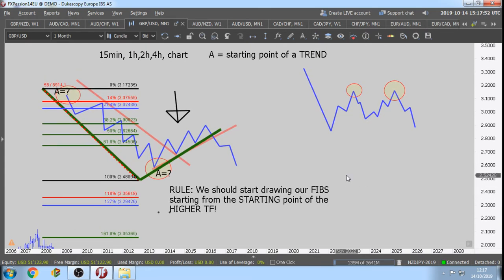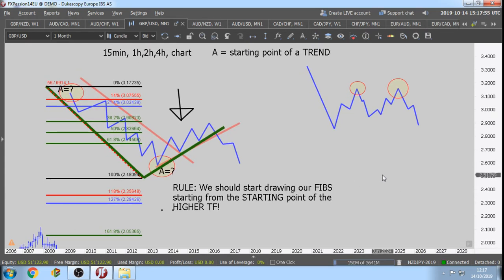Passion, but this is too much work. No, it's not. It's not too much work. But what is the challenge here? You cannot possibly have your right Fibonacci on the 1-hour, 2-hour, 4-hour chart, 15-minute chart. You cannot possibly have it right without the daily, the weekly, and the monthly. Okay? This is a rule. So if you are going to draw a 15-minute Fibonacci, or if you're going to use the one Fibonacci on the 1-hour chart, on the 2-hour chart, and on the 4-hour chart, you must have them on the monthly, weekly, and daily.